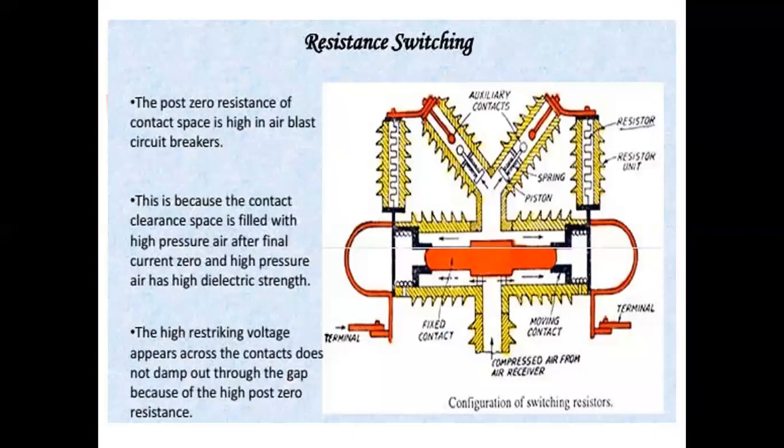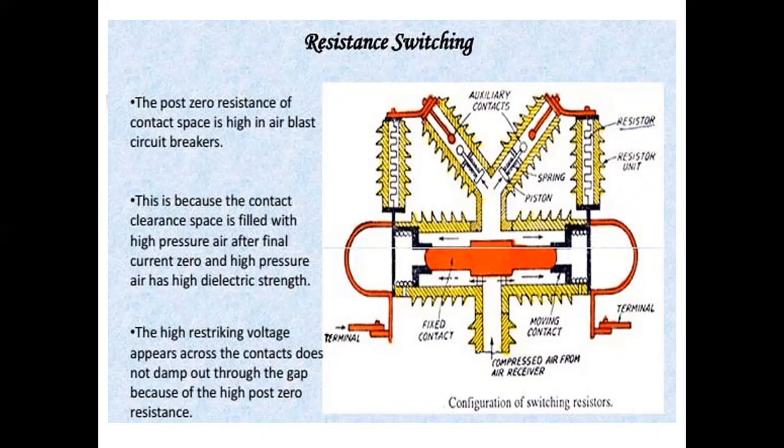Then resistance switching. What is resistance switching? The post-zero resistance of the contact space is high in an air blast circuit breaker. This is because the contact clearance space is filled with high pressure air after final current zero, and high pressure air has high dielectric strength. The high restriking voltage that appears across the contacts does not damp out through the gap because of the high post-zero resistance.